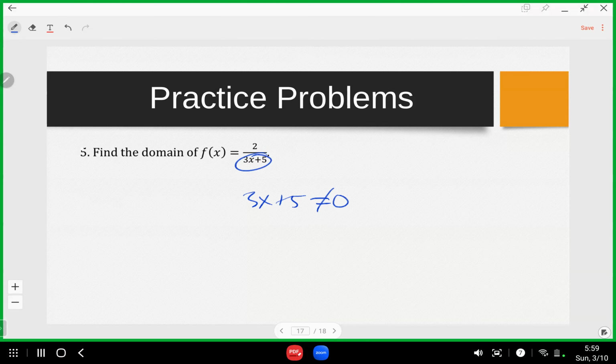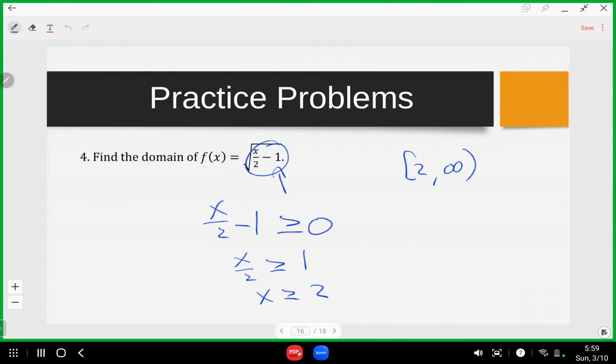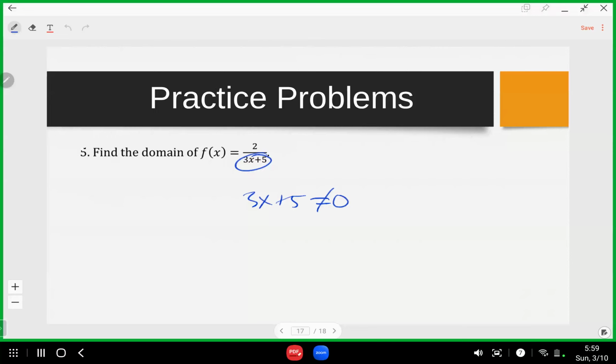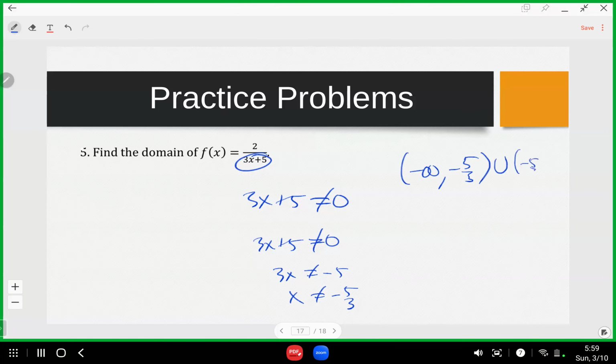Basically, the only 2 restrictions that we're really doing in Algebra 1 are these 2: square roots and can't divide by 0, right? So once you do this, you can basically just solve it. 3x cannot be equal to -5, so x cannot be equal to -5/3. It's going to be negative infinity to -5/3 union -5/3 to infinity. That's how it goes.